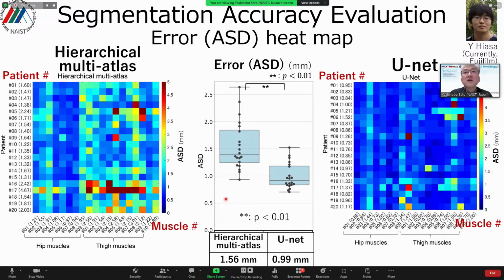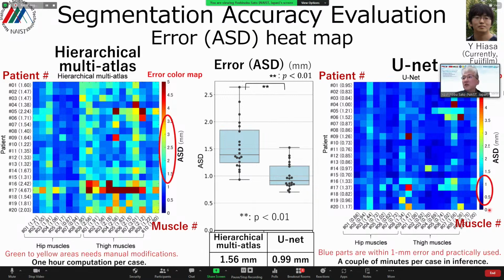This heat map shows error. The horizontal axis represents different muscles. The vertical axis represents different patients. For any patient, for any muscle, the UNet deep learning method had smaller error, less than 1 millimeter, in the blue area. In non-deep learning methods, it was mainly 2 millimeters or something like that.